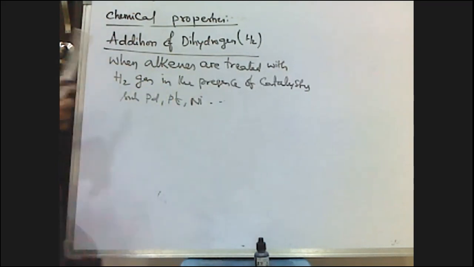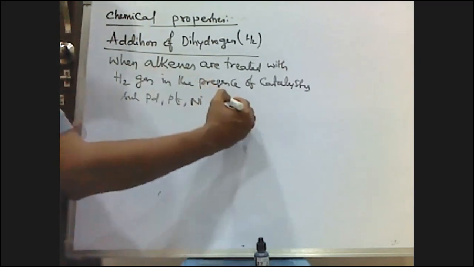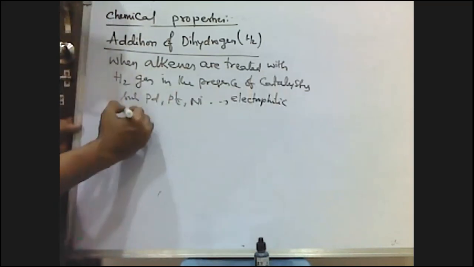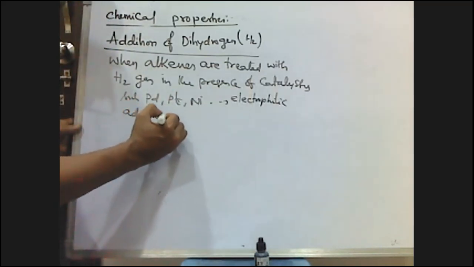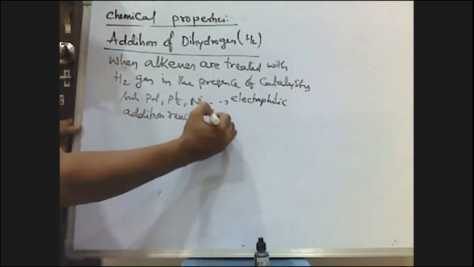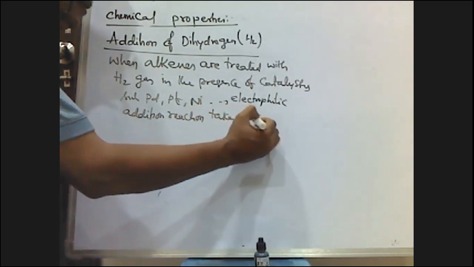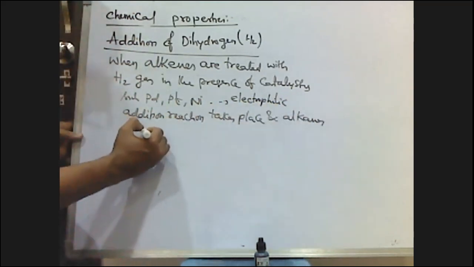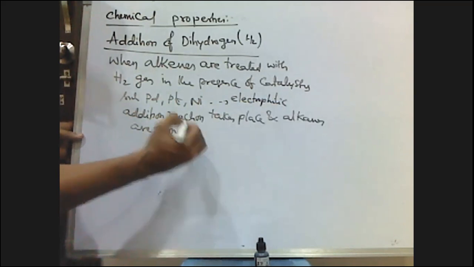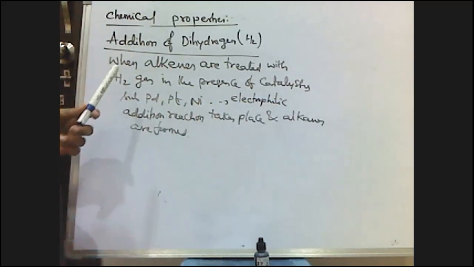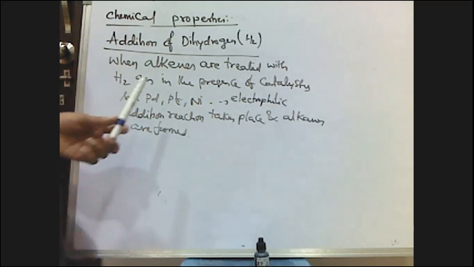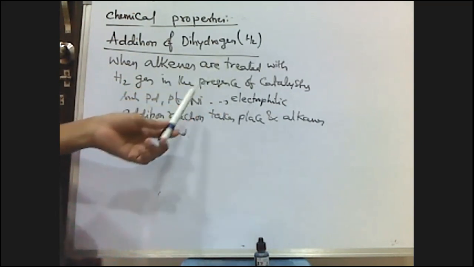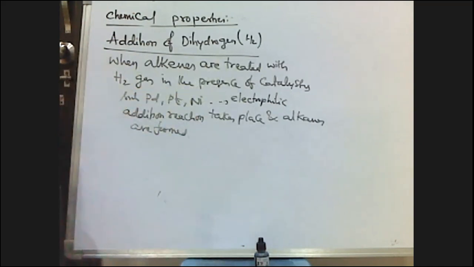Alkenes are heated with H2 gas in the presence of a catalyst. An electrophilic addition reaction takes place, and alkanes are formed. When alkenes are treated with hydrogen gas in the presence of catalysts such as palladium, platinum, or nickel, an electrophilic addition reaction takes place.